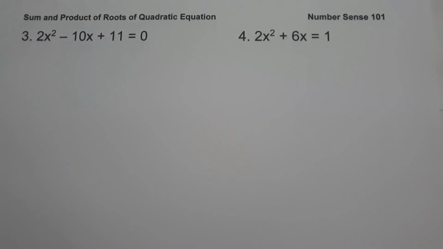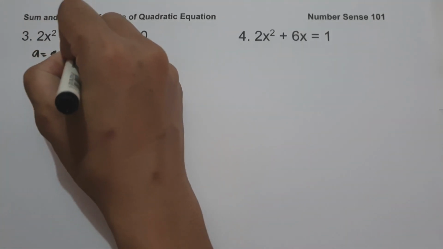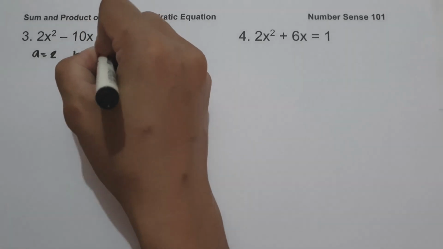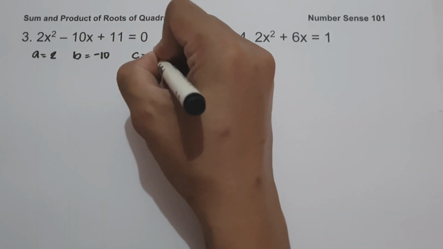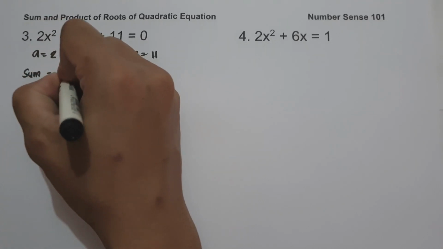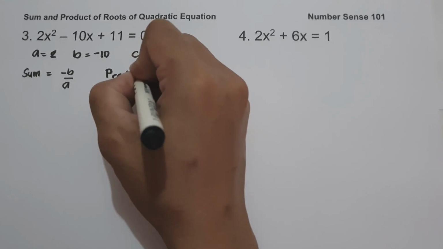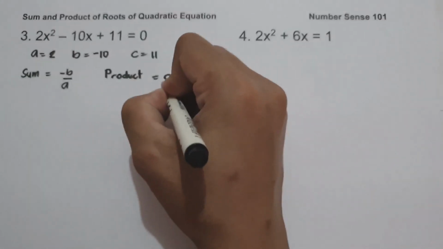On example number 3, we have 2x squared minus 10x plus 11 equals 0. So the given equation is already written in standard form, so we can easily identify the value of a, that is 2, b is negative 10, and c is 11. And the formula for the sum of the roots, that's negative b over a. And for the product, that is c over a.